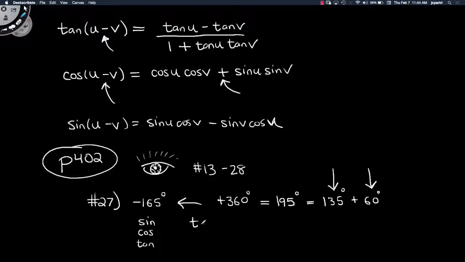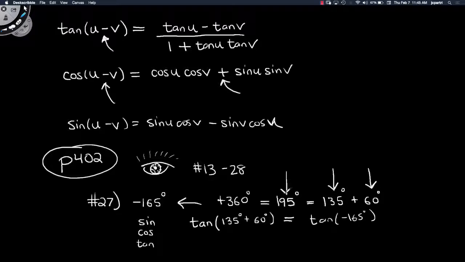So what I'm really being asked to do now is to find the tangent of 135 degrees plus 60 degrees. That's what I'm being asked to evaluate. That'll be the same thing as the tangent of negative 165 degrees, because again we have a coterminal angle. So far so good?